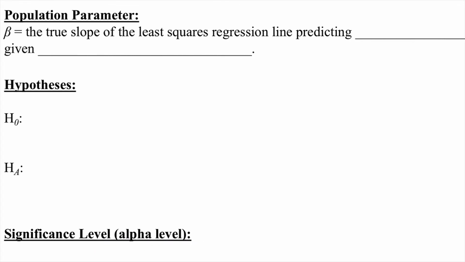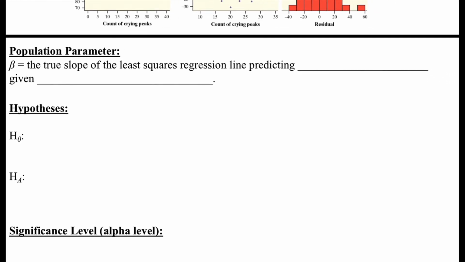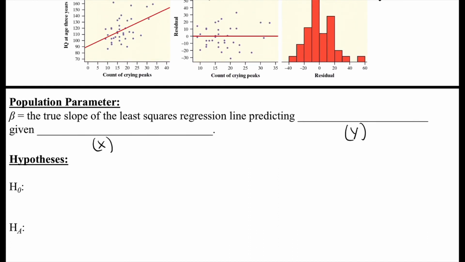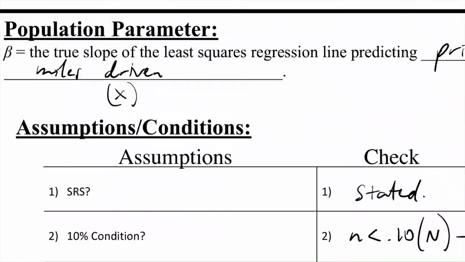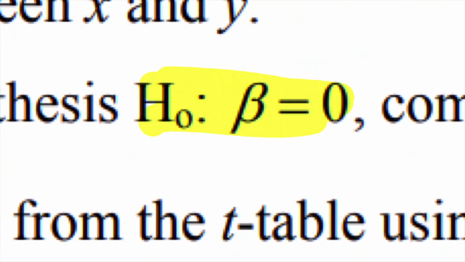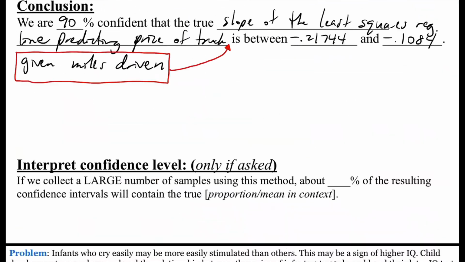Okay, so population parameter. The true slope of the least squares regression line, predicting y given x. So y we said was IQ at age 3, given cry count. Okay, hypotheses. How do we write that? Beta equals 0. Right there, what I highlighted. Oh, yeah. That's why I highlighted. Okay. Beta equals 0.